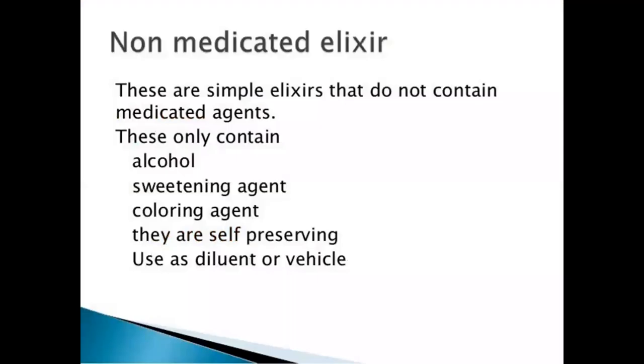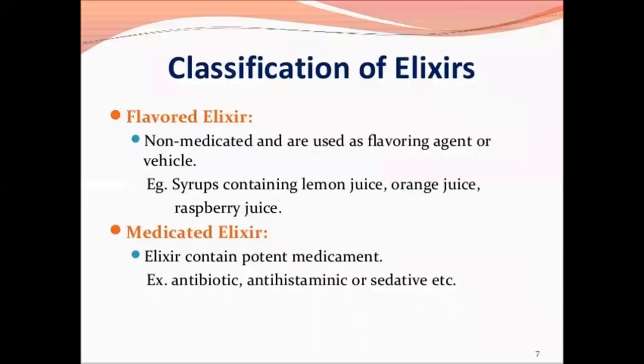The next one is non-medicated elixir. So these are the simple elixirs. They do not have any medicament or any medicated agent, so this elixir is known as non-medicated elixir. They contain alcohol, sweetening agent, coloring agent. They are self-preservative and used as a diluent or vehicle. So there is no addition of any active medicament in such type of elixir. That's why the name is non-medicated elixir. So this is about the classification of elixir.